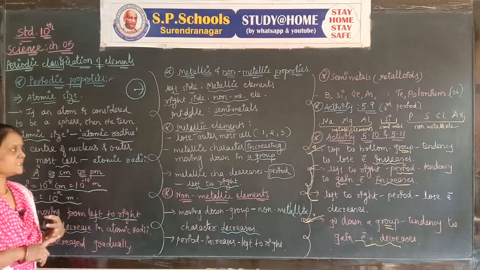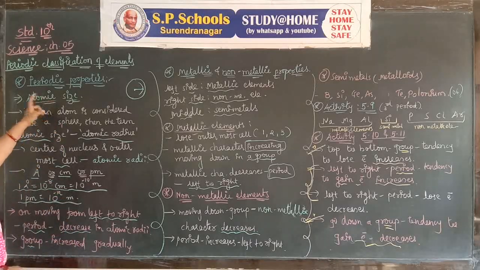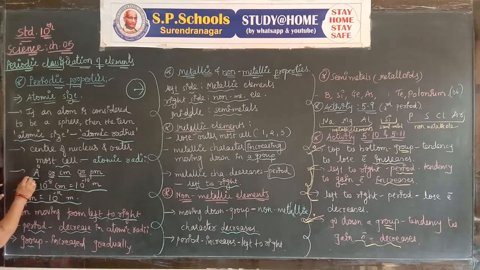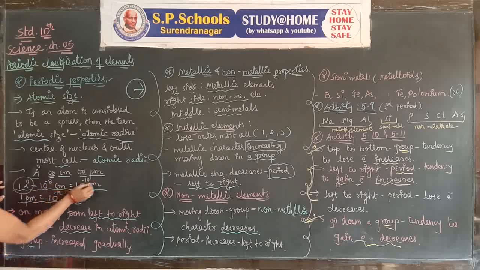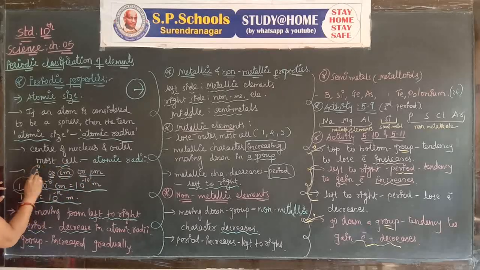The second is atomic size. Atomic size can be measured in angstrom, centimeter or picometer. Centimeter can be converted into meter. 1 angstrom is equal to 10 raised to minus 8 centimeter, which is equal to 10 raised to minus 10 meter. 1 picometer is equal to 10 raised to minus 12 meter.